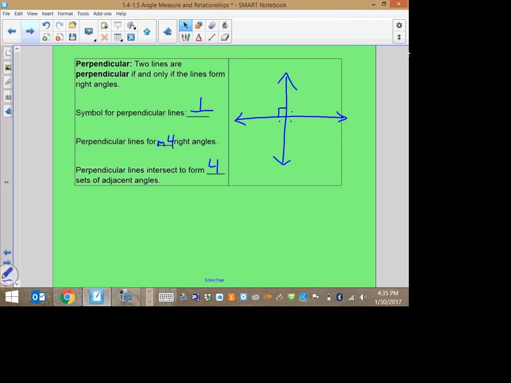Perpendicular lines intersect to form 4 sets of adjacent angles. So note, adjacent angles, we have 1, 2, 3, and then 4. Again, if you want to see those, go ahead and count again or rewind to watch. But think about moving in a clockwise motion to get each adjacent angle.